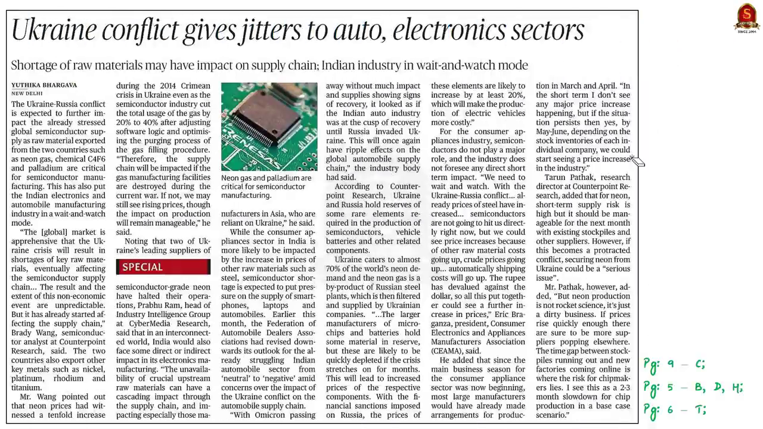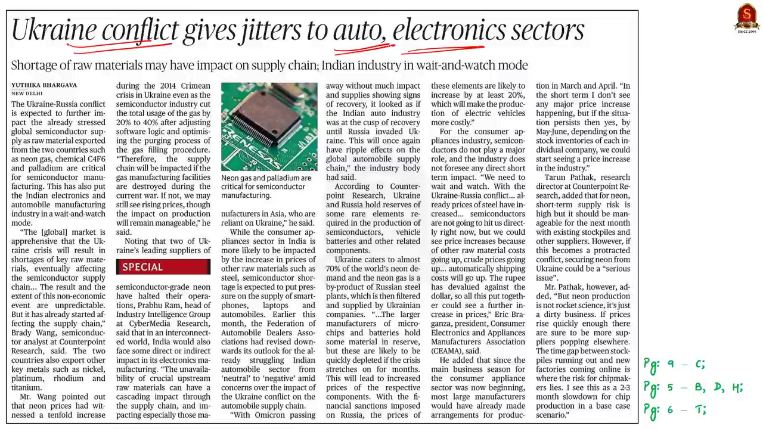See this article here. It says that the Ukraine-Russia conflict is expected to further impact the already stressed global semiconductor supply. This is because the raw materials exported from the two countries, such as neon gas, chemical C4F6 and palladium, are critical for semiconductor manufacturing. This has also put the Indian electronics and automobile manufacturing industry in a wait and watch mode. So this is the essence of the article given here.